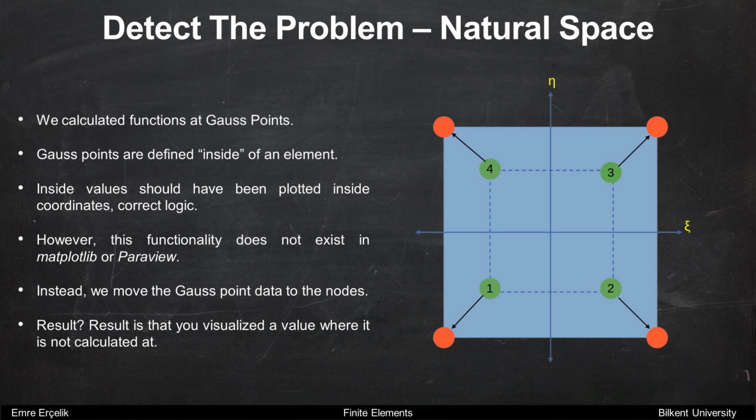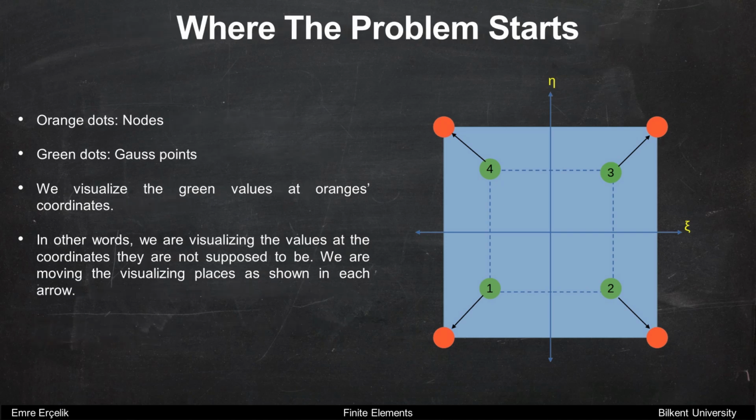However, this functionality does not exist in Matplotlib or Paraview. Instead of doing this, we move the Gauss point data to the nodes. The result is you visualize the value where it is not calculated. Consider this simple example. Orange dots represent the nodes, green dots represent the Gauss points. We visualize green values at orange's coordinates. In other words, we are visualizing the values at coordinates they are not supposed to be. We are moving the visualizing places as shown by each arrow.